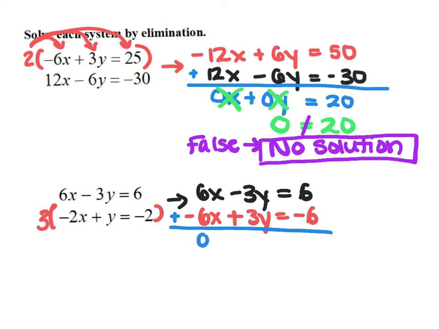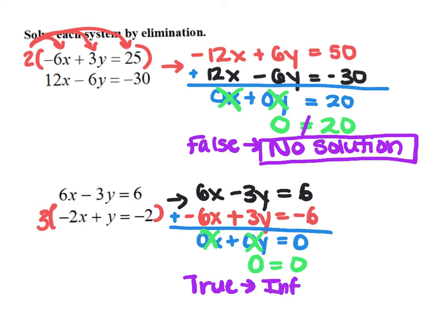6x minus 6x is 0x. Negative 3y plus 3y is 0y. And 6 minus 6 is 0. Now we know that the 0x and the 0y we don't have to write, so this becomes 0 equals 0. Now since this is a true statement, this is what we call infinitely many solutions.